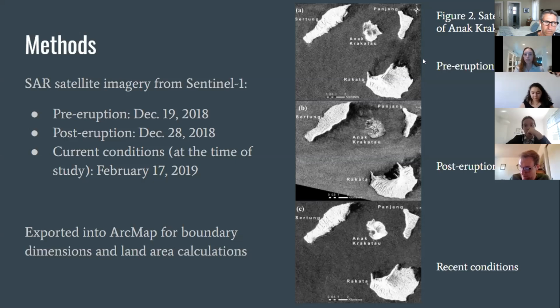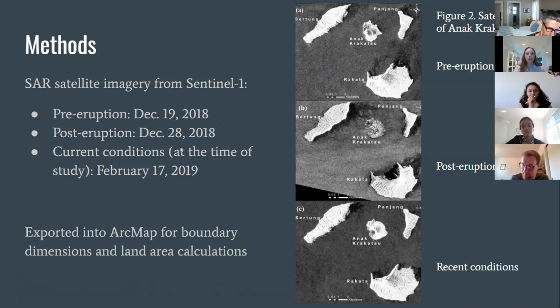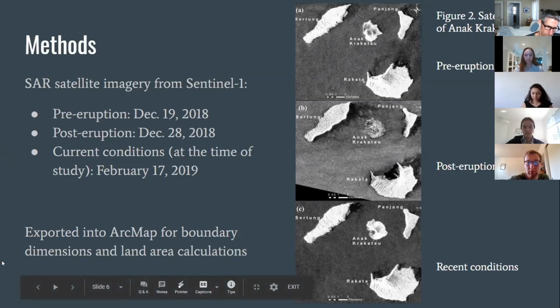This top one is pre-eruption, and it was taken on December 19th, 2018. This middle one is post-eruption, which was taken on December 28th, 2018. And then this bottom one is current conditions at the time of this study, which was taken on February 17th, 2019. These images were then processed and exported into ArcMap 10.4 for island boundary dimensions and land area calculations.